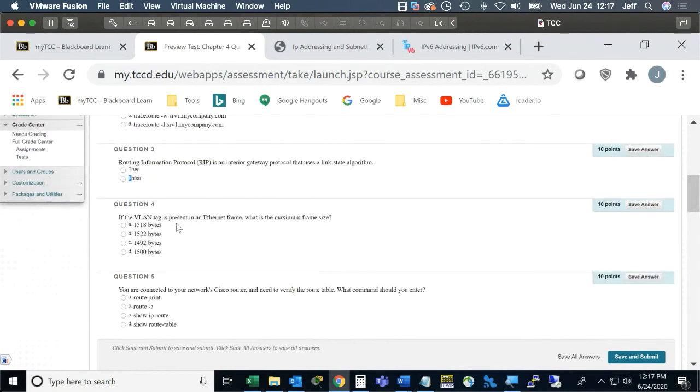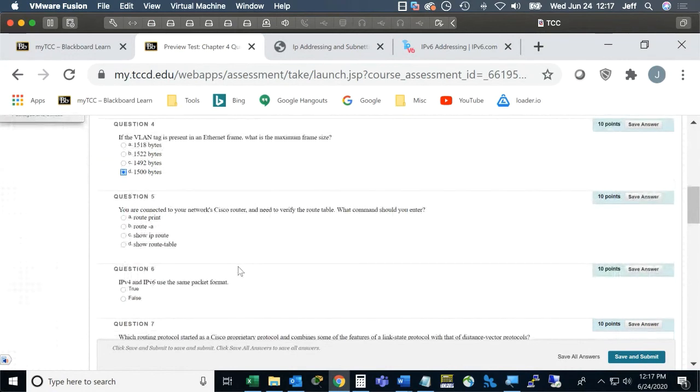If the VLAN tag is present in an Ethernet frame, what is the maximum frame size? It's present. The 1500, right? I do believe it's 1500 or 1522, but I think it is 1500. You are connected to your network Cisco router and need to verify the route table. What command should you enter? All right, so verify the route table. C, right? Yeah, show IP route. Yeah.